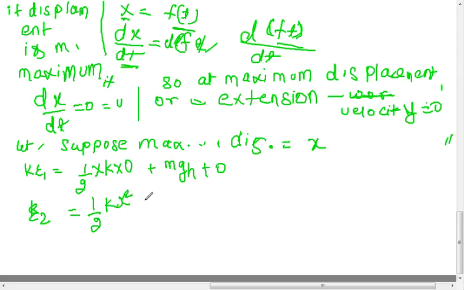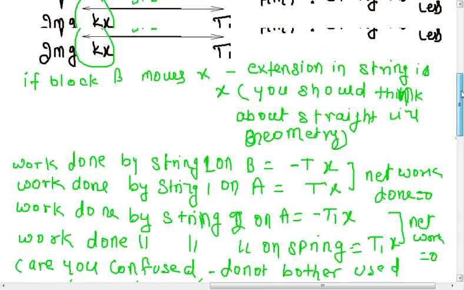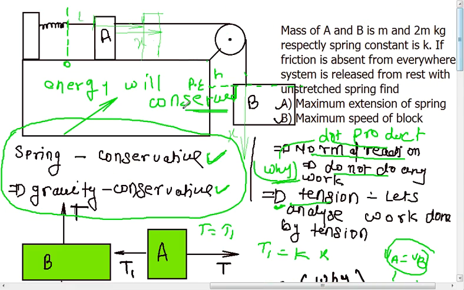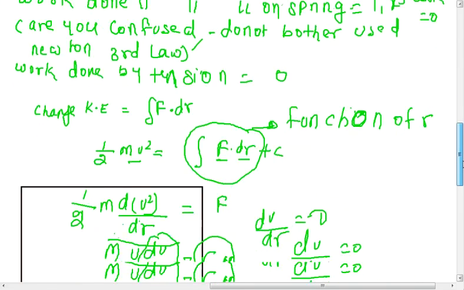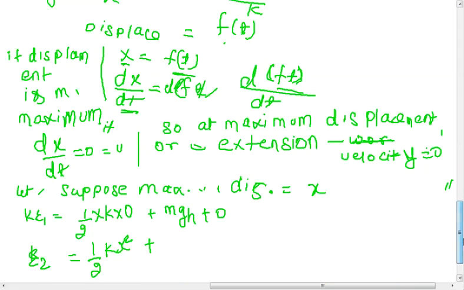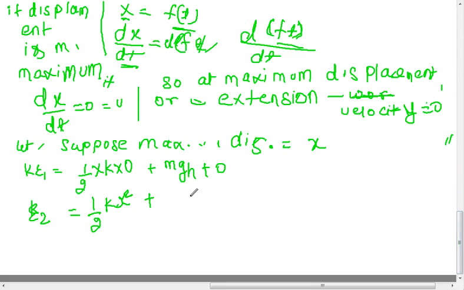Now plus, here this block A is again at this height. The height of block A is not going to change. So the potential energy of block A is mgh, giving mgh plus mgh.